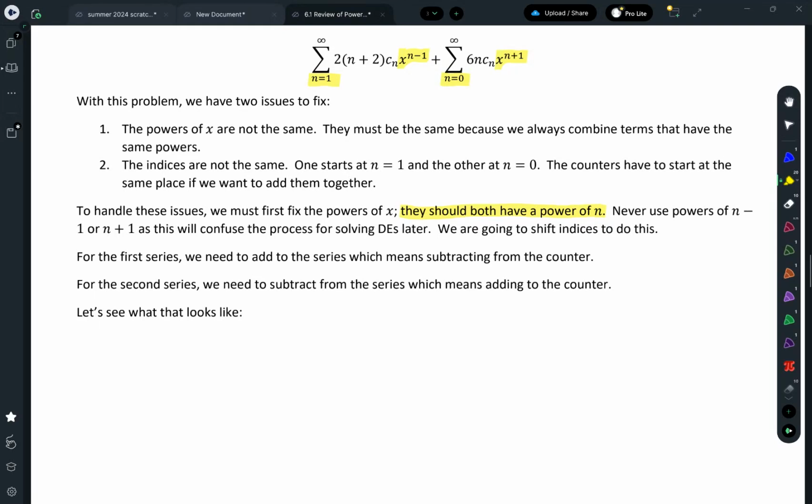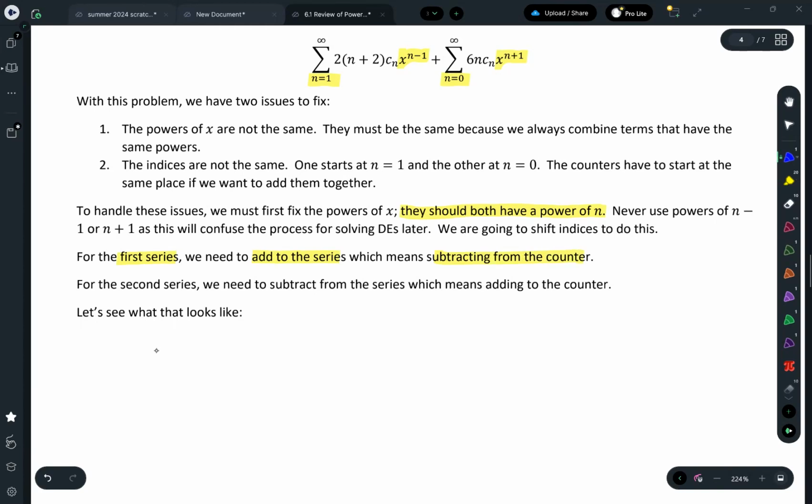If you decide to be different, you're going to confuse the whole process for solving differential equations later. So there's a reason for consistency in mathematics. It's so that the processes that we give you work, all right? So we need things to be x to the n. So for the first series, we are going to add to the series and subtract from the counter.